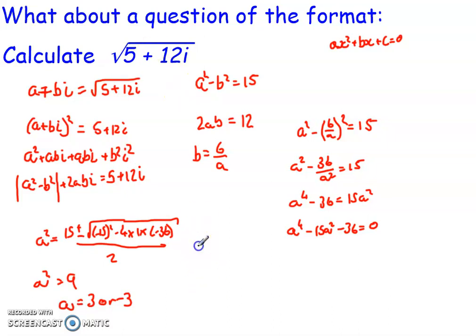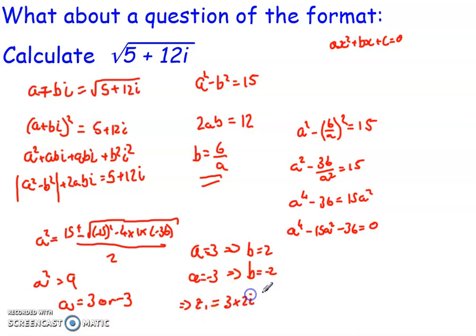If I have a is equal to 3, and I substitute that into this part here, b is equal to 6 over a, what I get is b is equal to 2. And if I have a being equal to negative 3, and substitute that into there, I get b is equal to negative 2. What that then gives me is my 2 solutions, so I get z1, let's call it that, is equal to 3 plus 2i, or z2, my second solution, is equal to negative 3 minus 2i. So I get my 2 solutions from that.